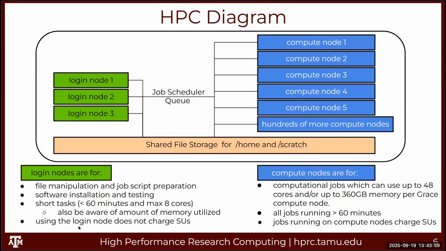You don't get charged service units for logging into the command line. That's where you do file manipulation, creating text files, submitting job scripts, and reviewing output files. But when you have a computational job that requires lots of cores and lots of memory, then you use the Slurm job scheduler. You'll create a job script, we'll go over that, and then submit it to Slurm. Slurm will look at all the compute nodes and find the available resources, meaning cores and memory. When it finds a node that it can fit your job on, your job will start running on that node.